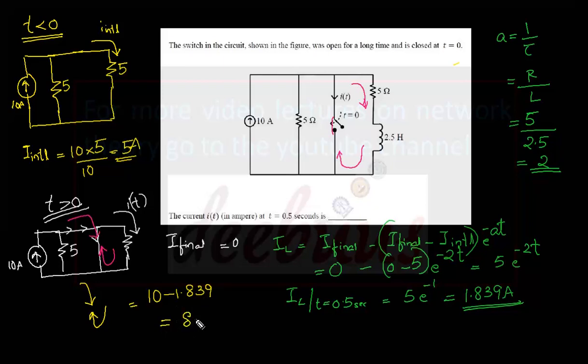So that turns out to be 8.16 amperes, right? So the current flowing through this path is 8.16 amperes. Moving to the next 2-mark question, consider the circuit shown in the figure.